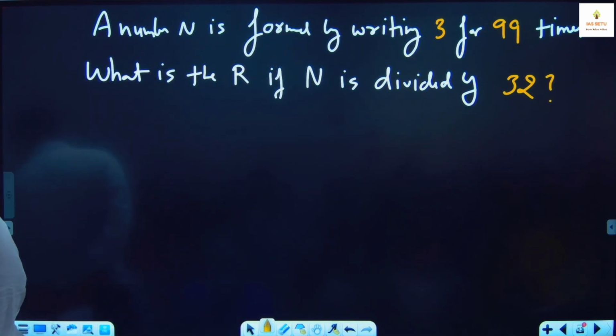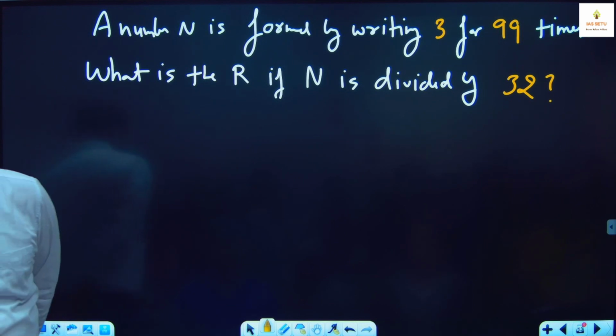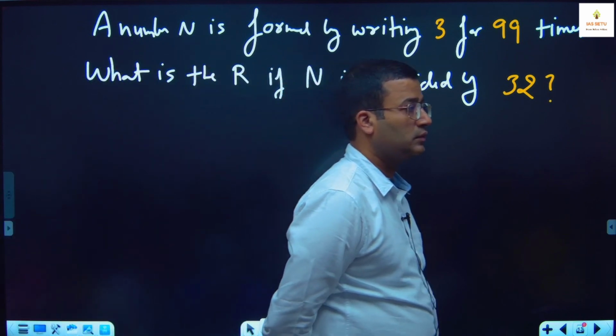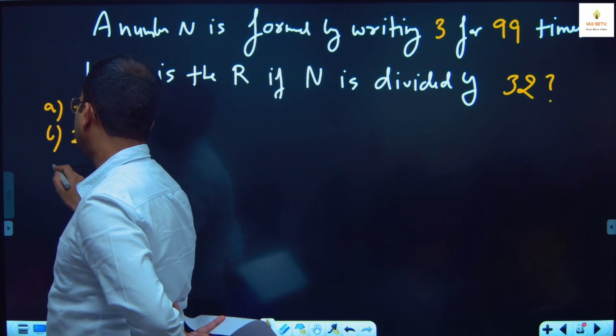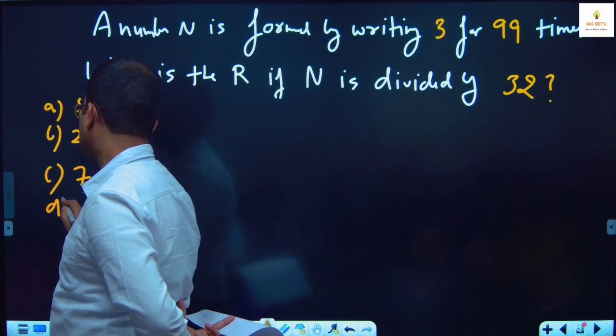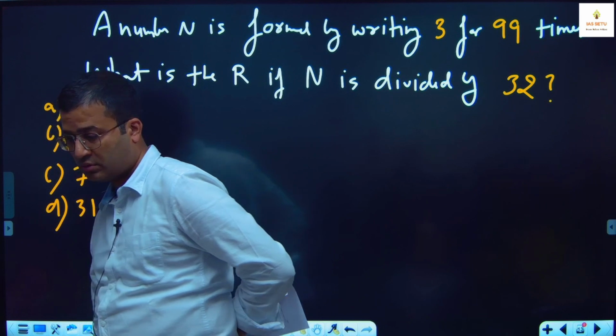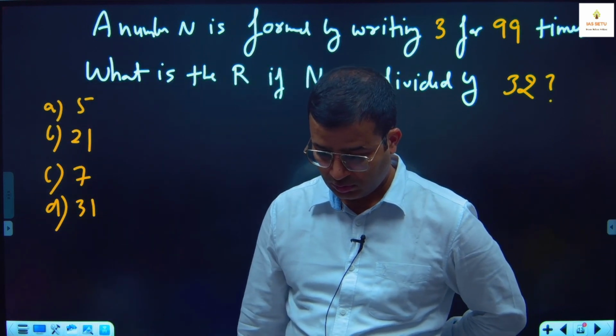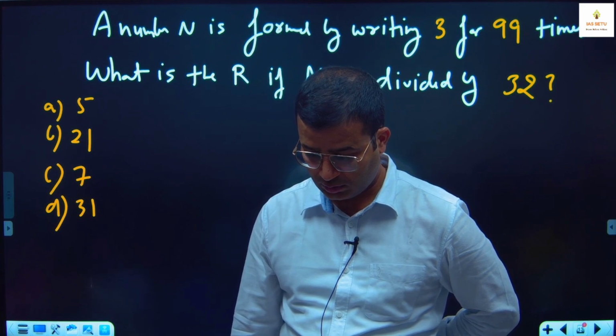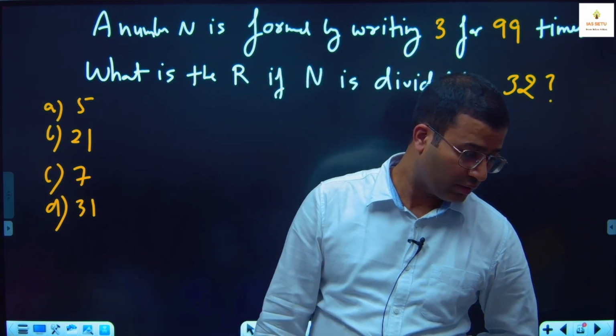पांचों डिजिट चेक होगी क्या? 32 के लिए लास्ट 5 डिजिट चेक होंगे सर. I can give answer options. Answer option A 5, answer option B 21, answer option C 7, D 31. क्या रहा है?